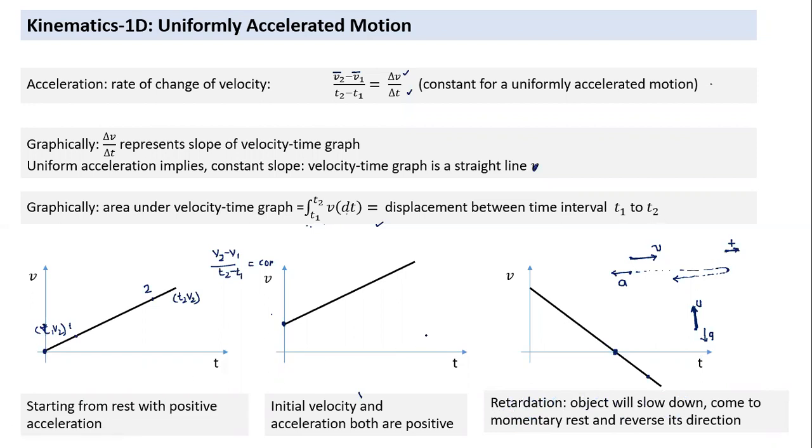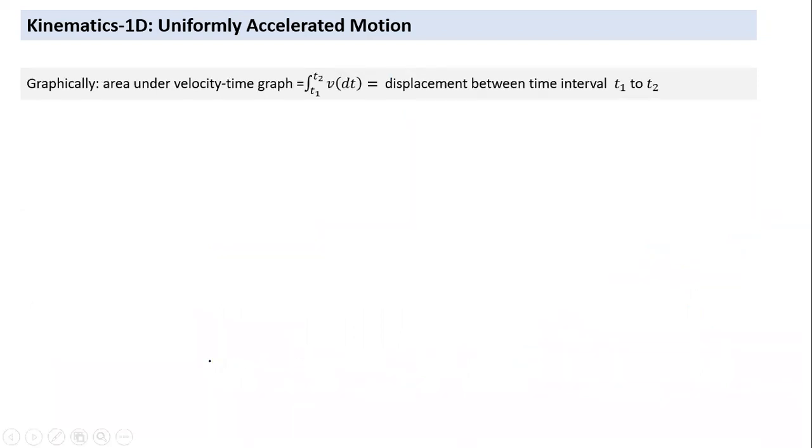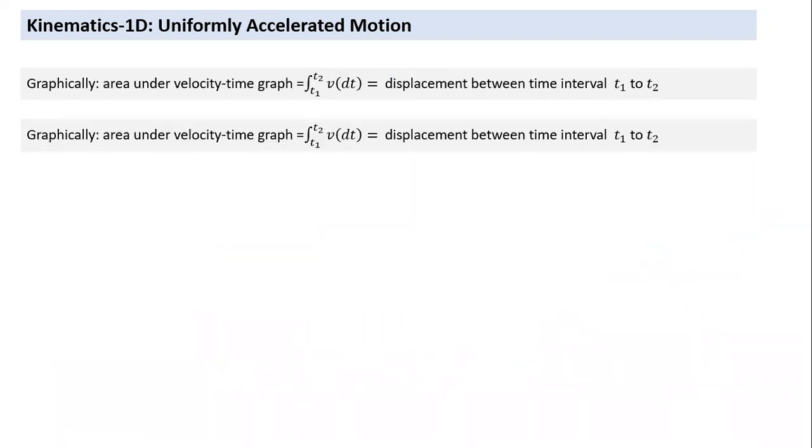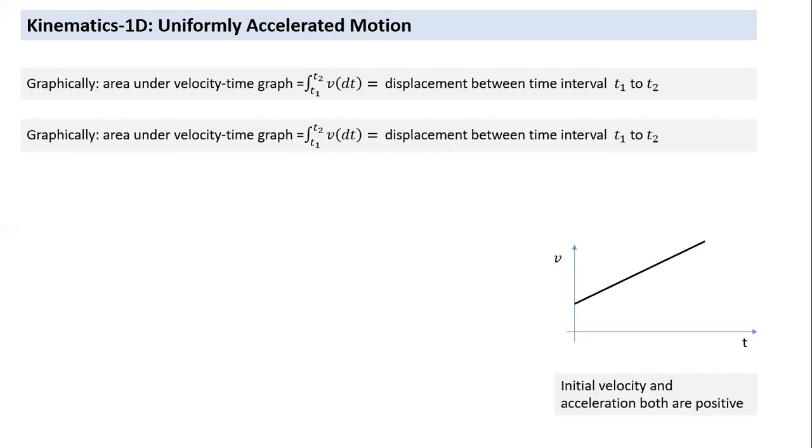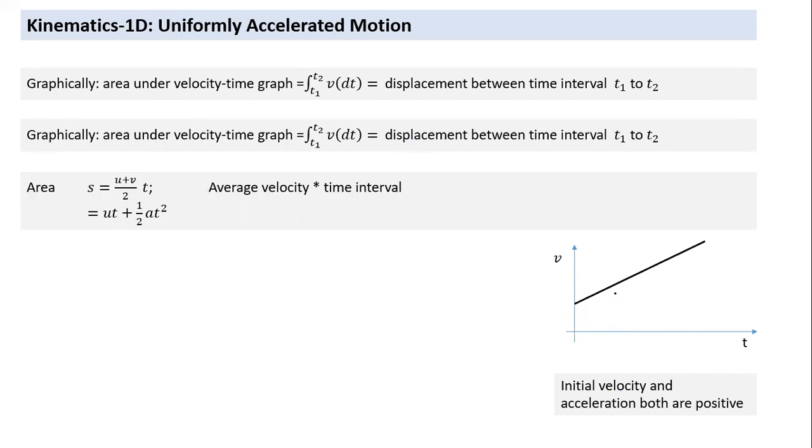I hope all three graphs are understood, and please revise those things properly so that it is very clear in your mind. And the area gives the displacement, the area under the curve. So graphically, let's take this particular case here. What kind of case is this? Initial velocity and acceleration are both positive, and this is the shape given. What is the displacement between any two instances of time? If I find the area under the curve, that would indicate displacement for a given time interval.